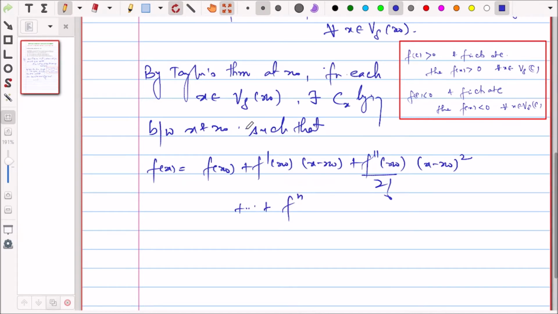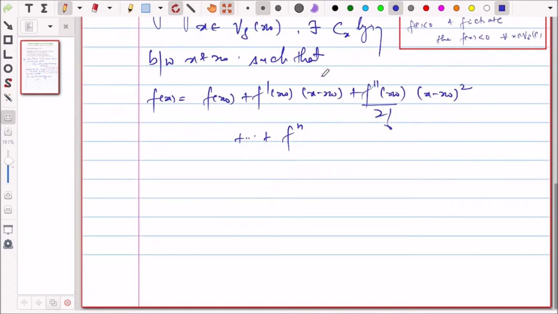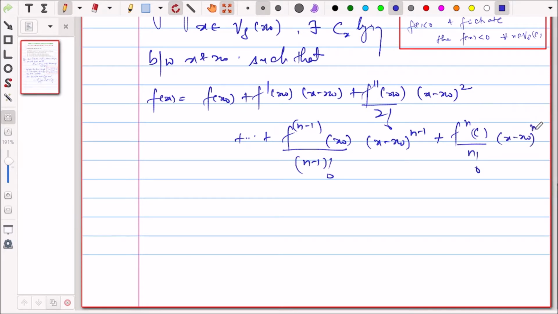Since we are given f is n times differentiable, we will take the polynomial up to n-1, fine? f^(n-1)(x_0) by (n-1) factorial (x minus x_0) to the power n-1, plus the remainder after n terms. Instead of n+1 we are using n. Is it fine, everyone? So this is basically your R_(n-1)(x) and this one is your P_(n-1)(x).